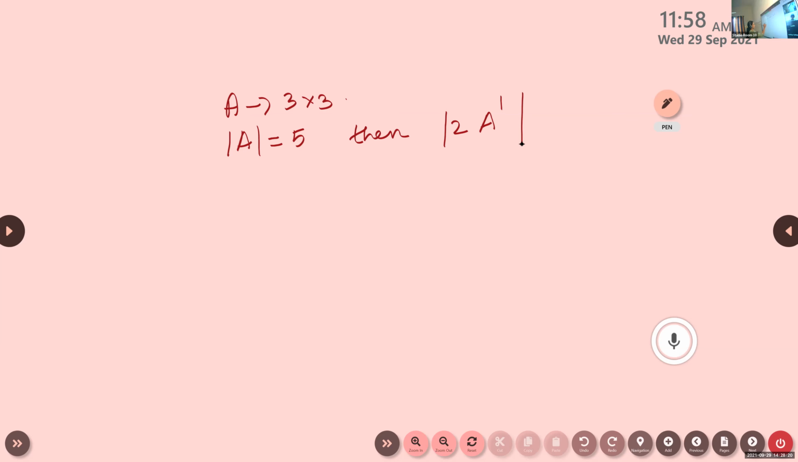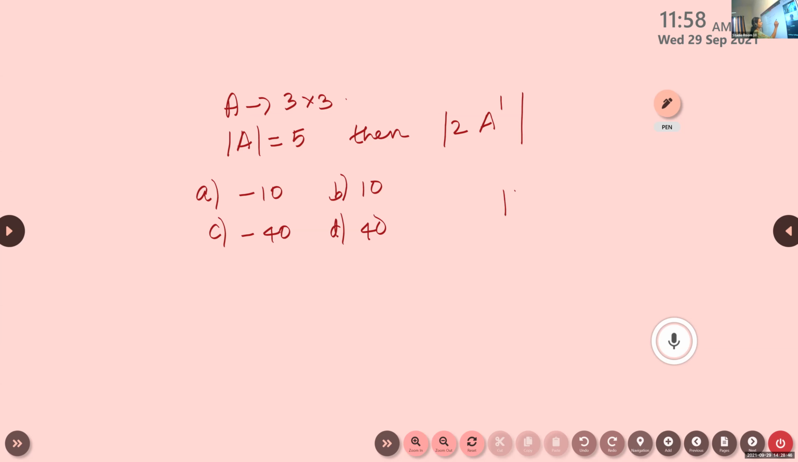The options are given like this: A is negative 10, B is 10, C is negative 40, and D is 40. What will be the answer? A is a matrix of order 3, determinant A is 5. We want to find determinant 2 into A dash.